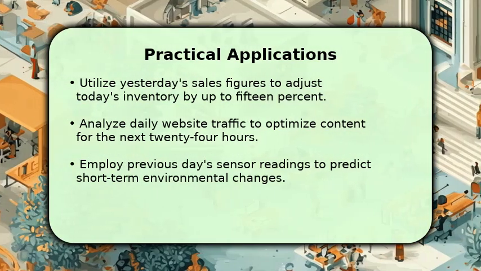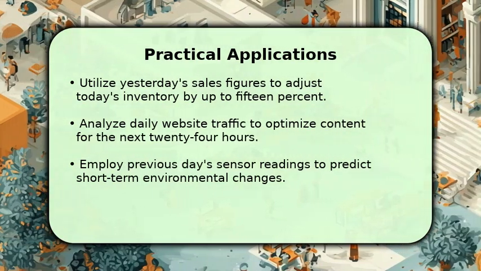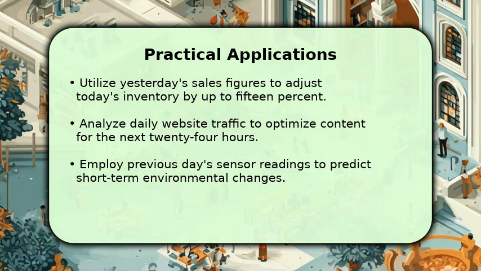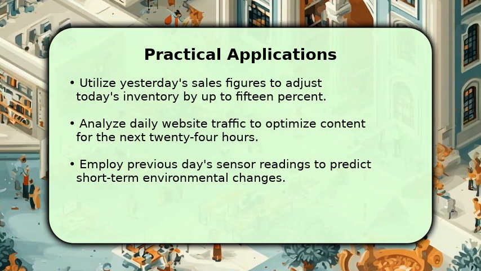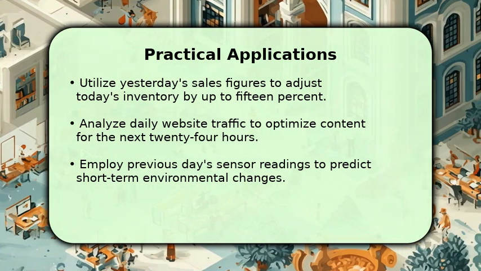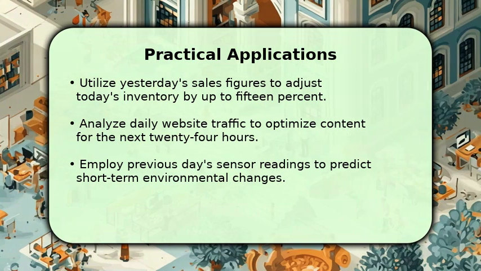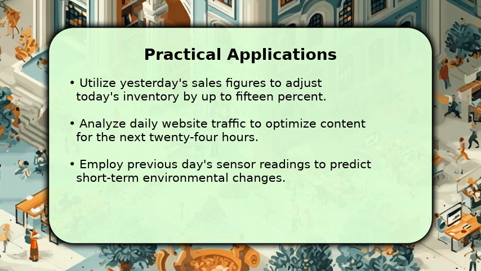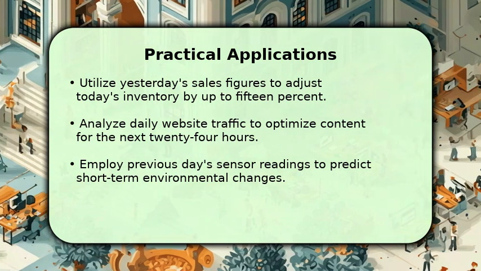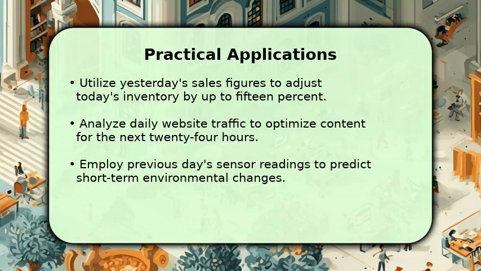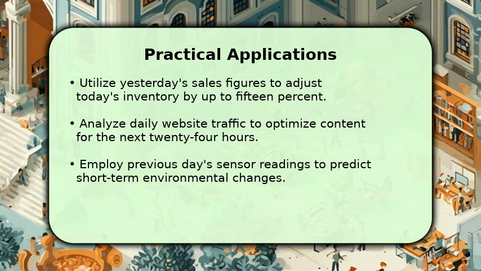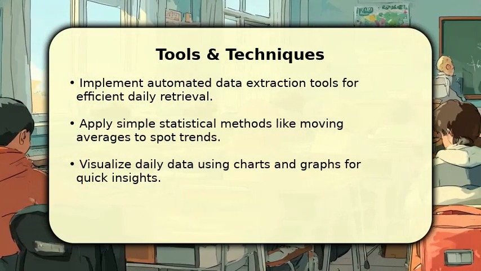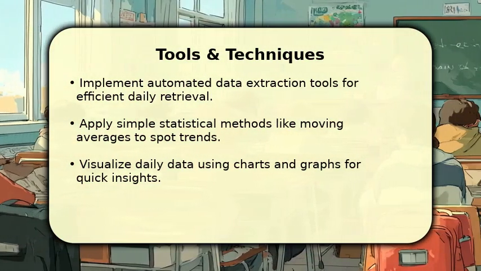Let's dive into practical applications. You can use yesterday's sales figures to make immediate adjustments, perhaps increasing or decreasing today's inventory by up to 15% to meet demand. Analyzing daily website traffic allows you to optimize content and marketing efforts for the next 24 hours, targeting peak engagement. Furthermore, employing previous day's sensor readings can help predict short-term environmental changes, enabling proactive responses in various fields.